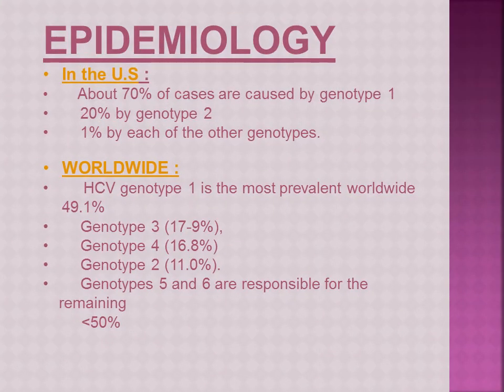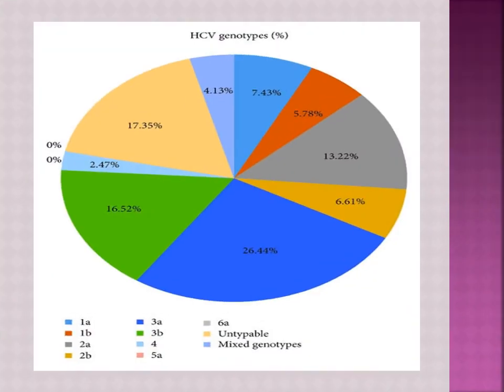Now, what is the epidemiology of HCV? In the US, about 70% of cases are caused by genotype 1, 20% by genotype 2, and 1% by other genotypes. If we talk about worldwide epidemiology, genotype 1 is the most prevalent, followed by subsequent genotypes. This graph shows the prevalence of HCV subgenotypes.